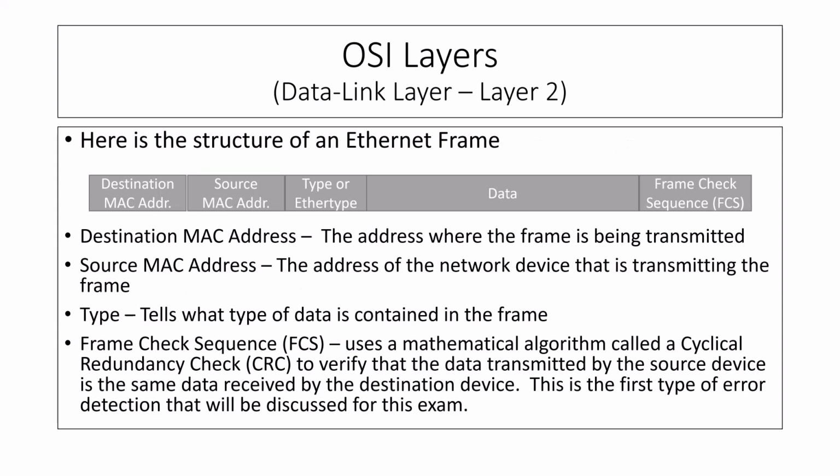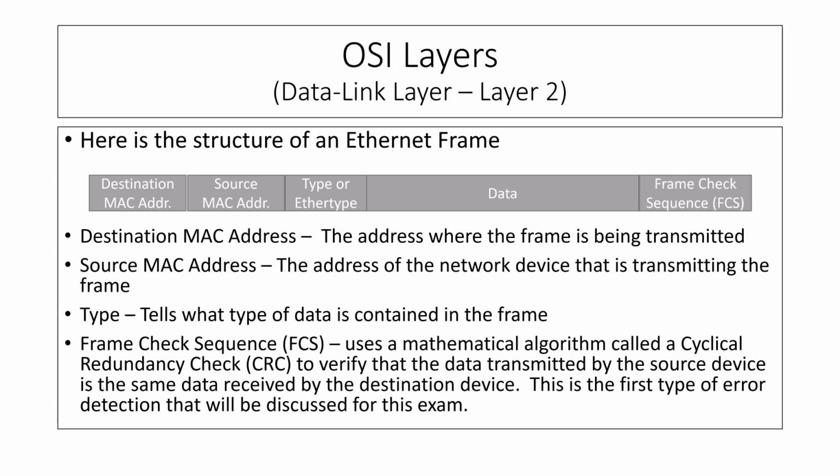The structure for the Ethernet frame is this. It's got five fields. The first one is our destination MAC address. This is where we're sending this frame. The source address is the MAC address of the sending network device.